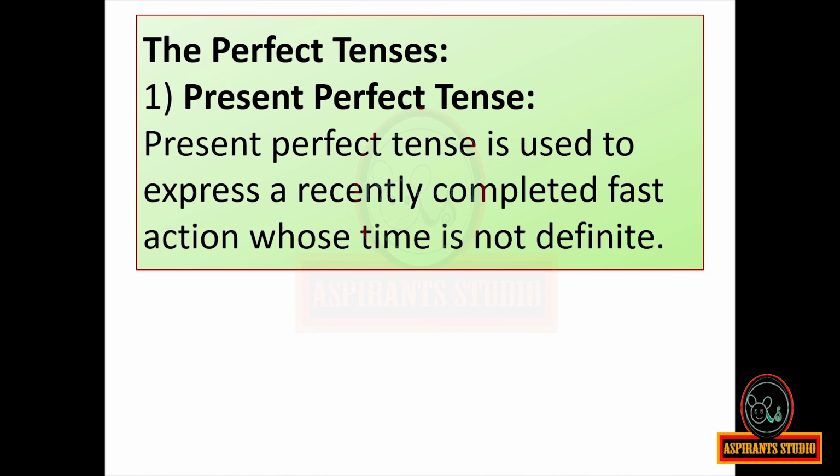The perfect tenses. Present perfect tense. Present perfect tense is used to express a recent completed past action whose time is not definite. The time will not be given there.